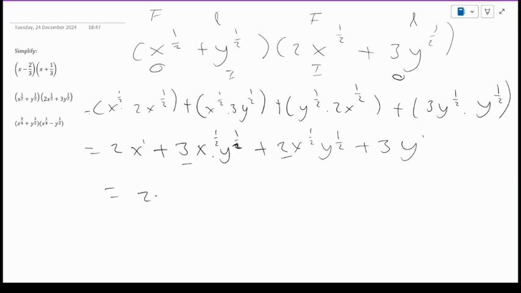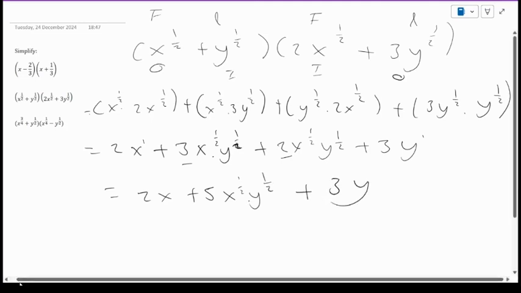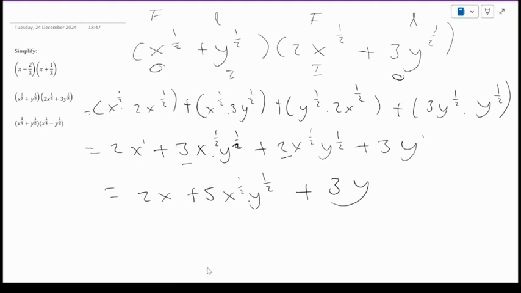All right. So we have 2 to the power of x. That's 3 plus 2. That is 5. x to the power of half, y to the power of half, plus 3y. And that is it. Let's look at our next question.